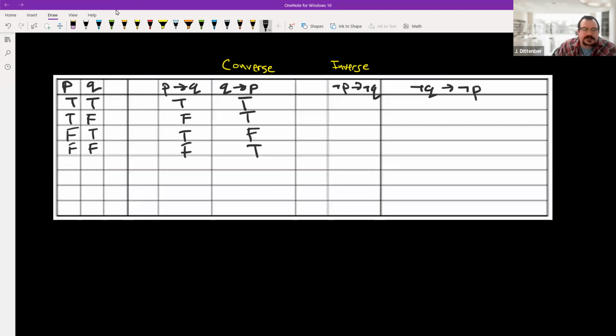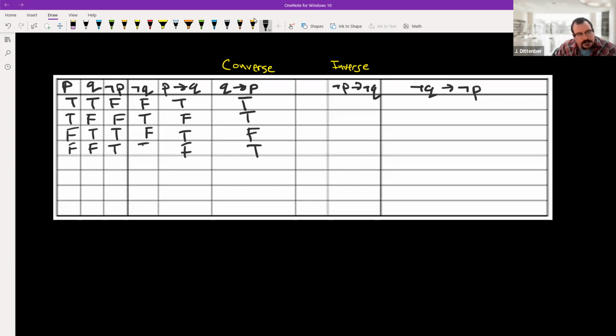Let's see, since I have these here, I'll make a not P and a not Q. Let me make it a little bit neater. So I've got a not P and a not Q. Here, if P is true, then what's going to happen is we're going to reverse all of the truth values, because the negation is doing that.